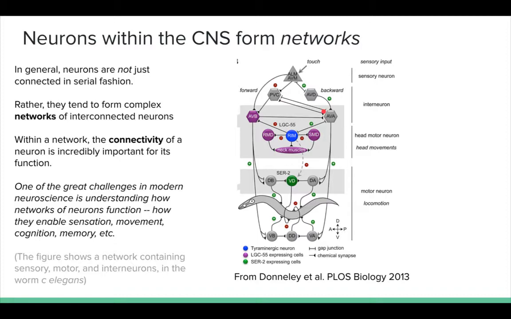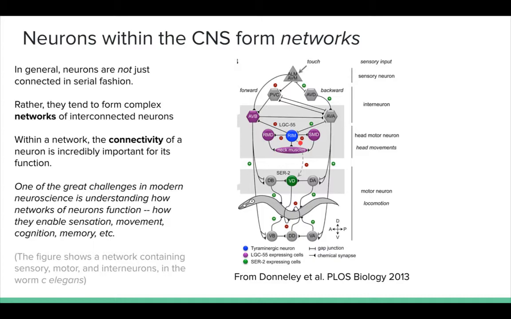Because we know what a sensory neuron does because it's connected to our sensory transducers, right? So its connectivity tells us what it does. And we know what the motor neurons do because they're connected to muscles, right? So its connectivity tells us what it does. And the same thing is true for interneurons. Its role in the network is going to be in large part determined by its connectivity with other neurons.